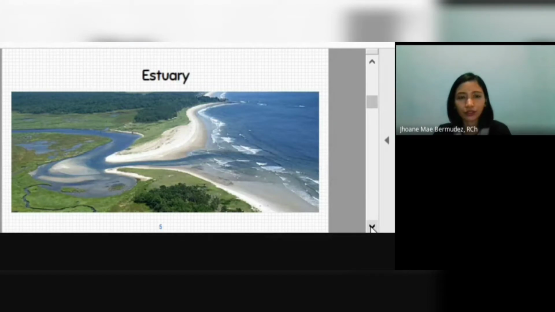First, what is an estuary? An estuary is a partially enclosed coastal water body where fresh water from rivers and streams mixes with salt water from the sea or ocean. So this is a nursing ground for young marine lives.